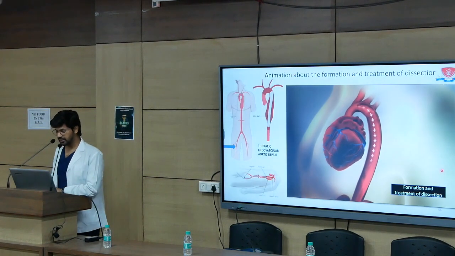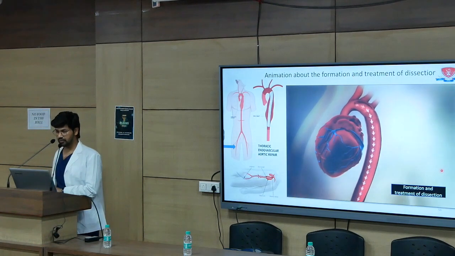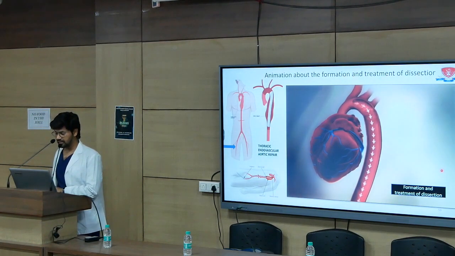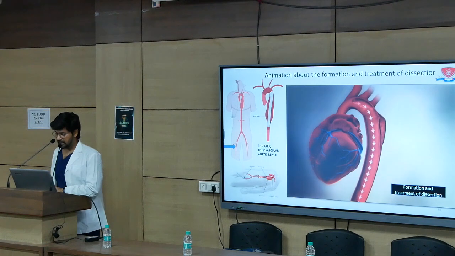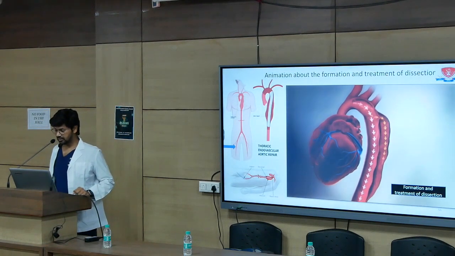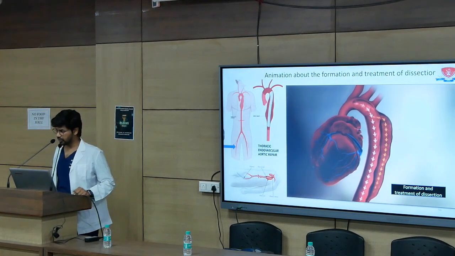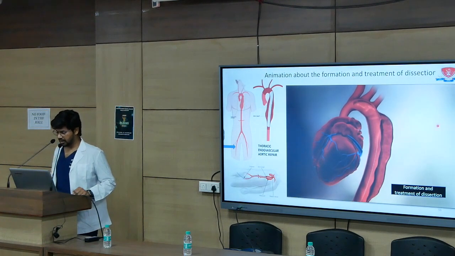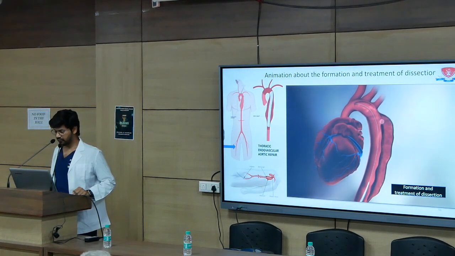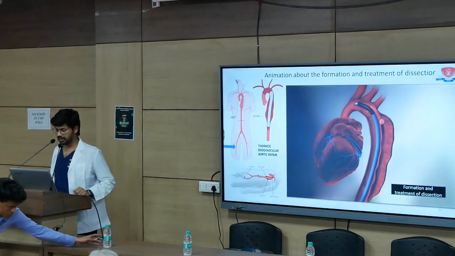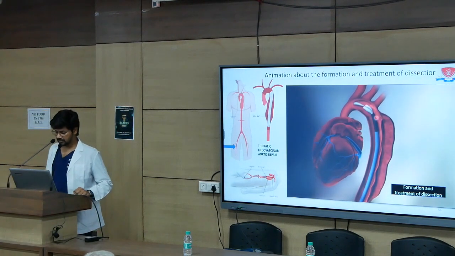This is the animation which tells us about the formation and treatment of the dissection. As you can see, due to high pressure changes and respiratory changes, or maybe because of trauma, at the entry point there is resultant formation of the flap, and the descending aortic dissection can occur. This is the treatment.